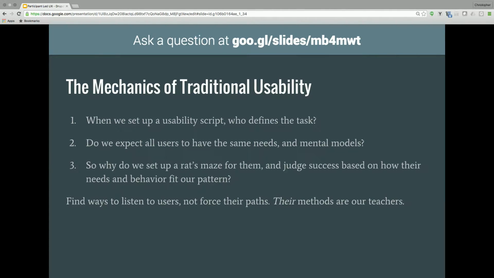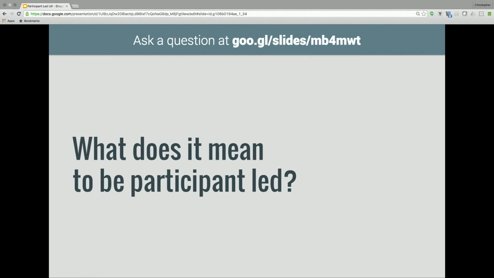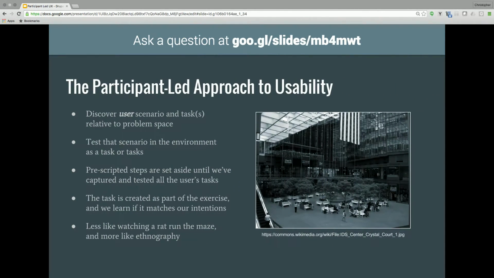So we have to find ways to actually listen to users as opposed to forcing them down specific paths and seeing whether they trip, stumble, and fall there. The methods of the actual users we're trying to speak to and engage with are our actual teachers. So what does it mean to be participant-led as opposed to traditional? Now, the participant-led approach to usability is about discovering user scenarios and testing them in an environment based on the tasks that they bring to it as opposed to the tasks that we would ask them to undertake in that environment. Prescripted steps then are set aside.